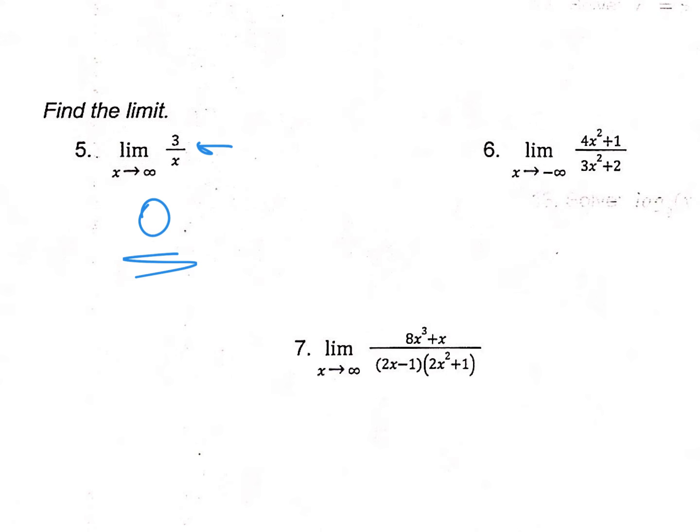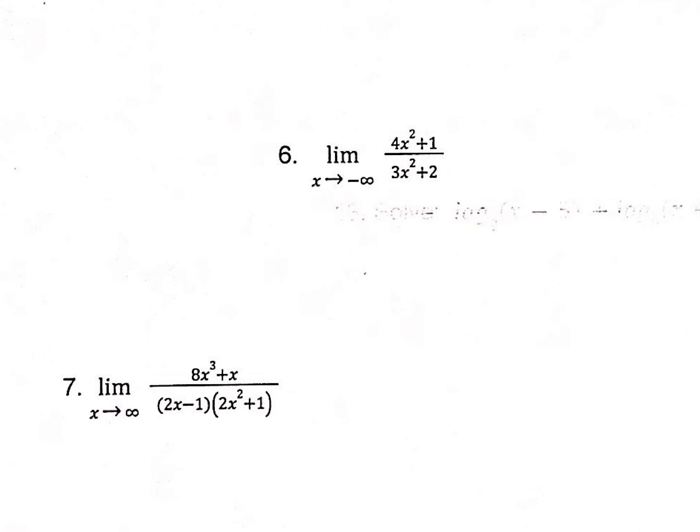Number 6, as x approaches infinity. Okay, we're going to break this one up. So I'm going to say, actually it says negative infinity. That's not going to make any difference, but limit as x approaches negative infinity of, let's do the numerator. 4, wait a minute.